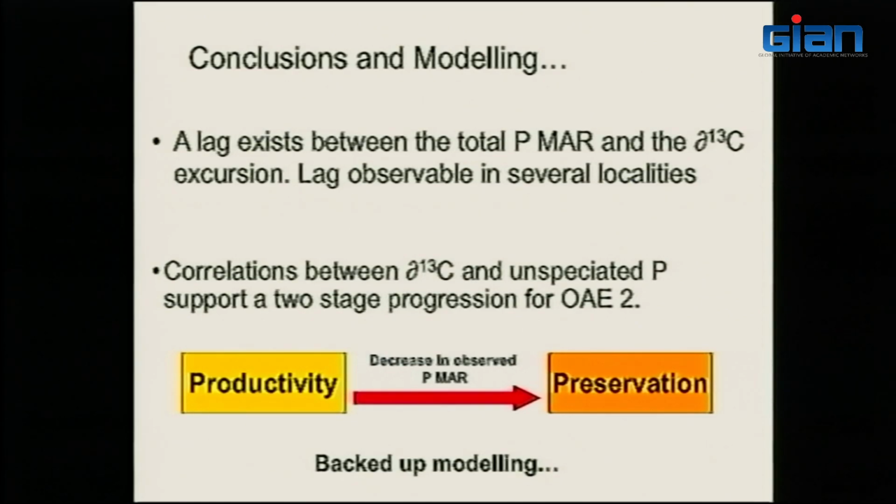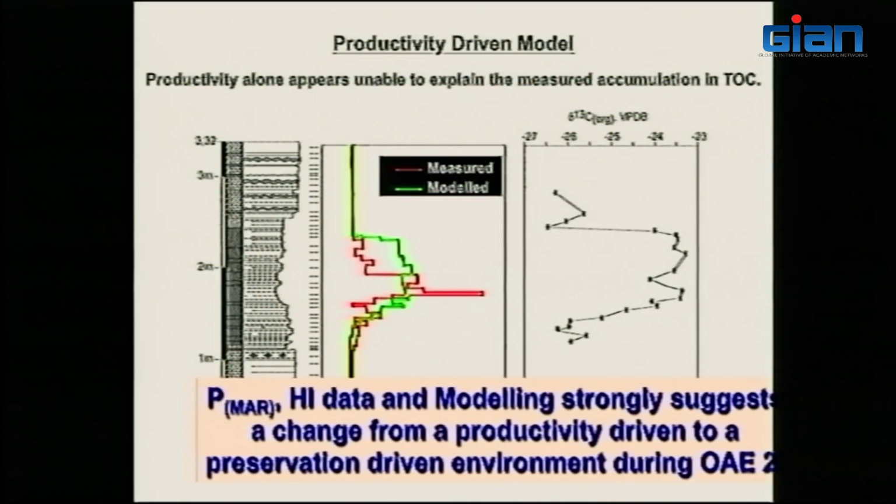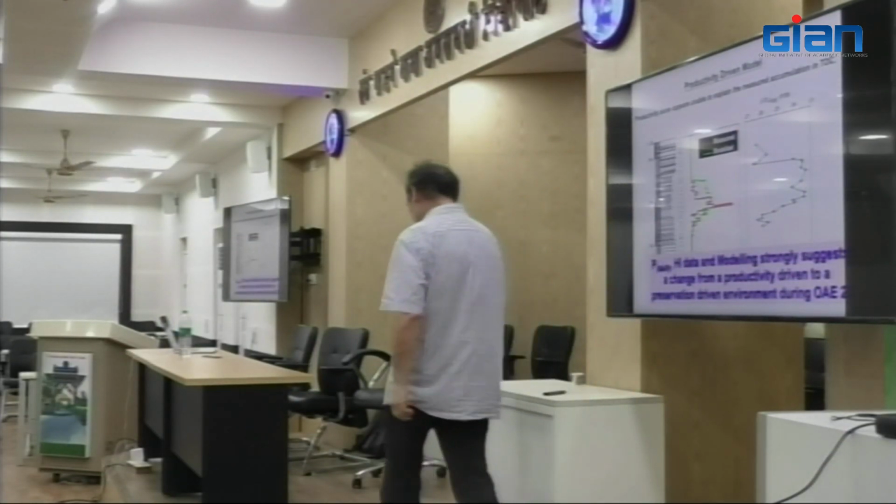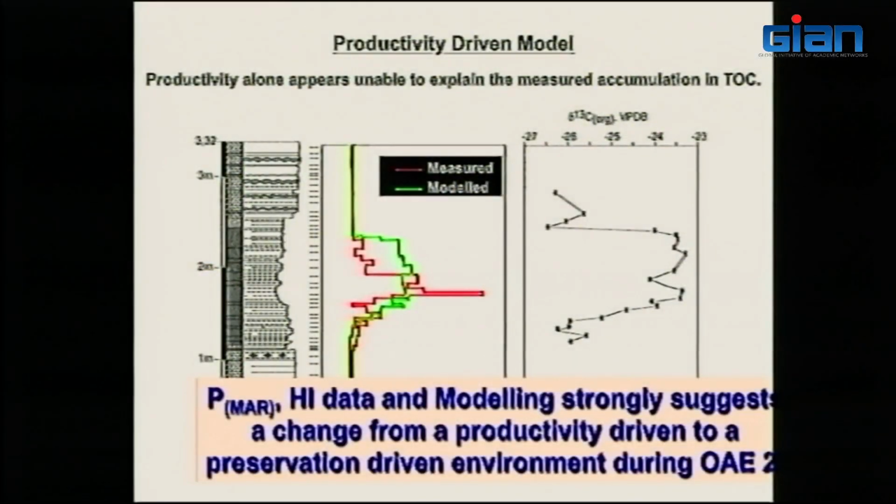And here what we have done is to use a very simple model, very, very simple, a model that we use for lakes mainly. From the total organic carbon data and C13, you can more or less try to measure the total organic carbon which would be produced by productivity and compare it to the measurement of the Cretaceous-Tertiary mass extinction.